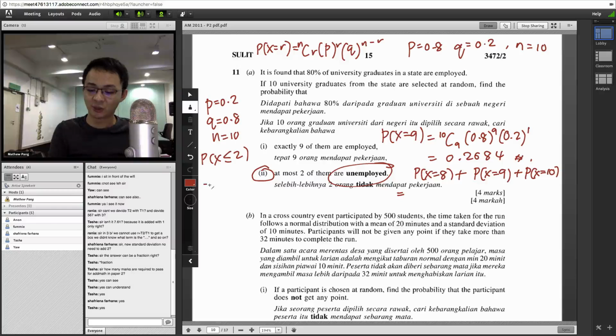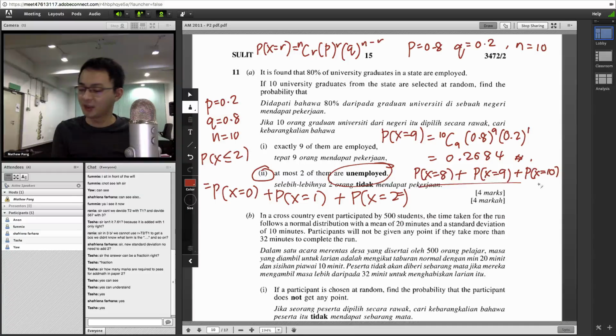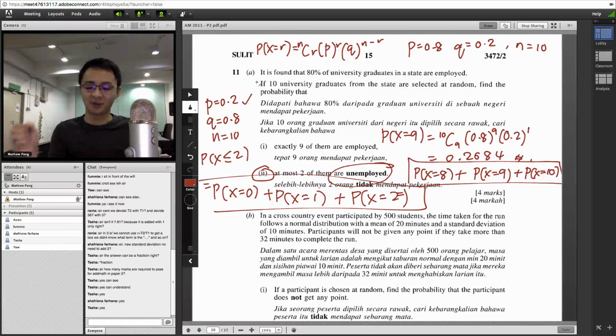Then the student did something like probability X equals 0, plus probability X equals 1, plus probability X equals 2. With both of these, you will get exactly the same answer, so you no need to worry. But the good thing about this one is you no need to digest, like, at most 2 unemployed means how many employed. You can straight away change P to the unemployed rate and do from there. Okay, both will give you the correct answer.